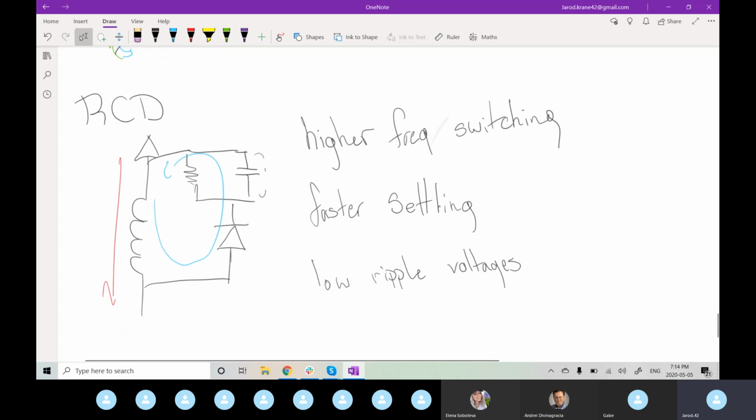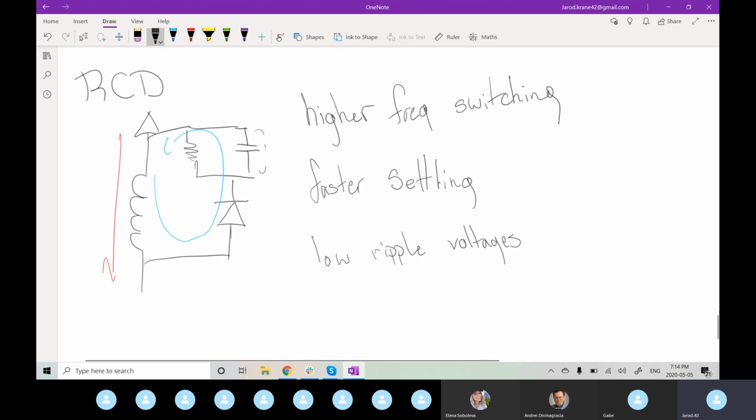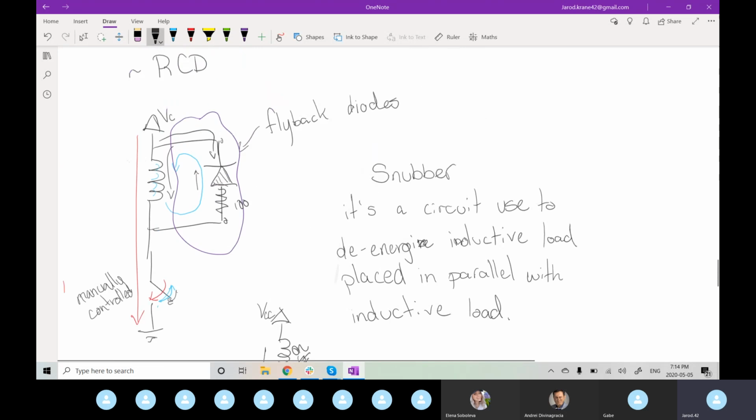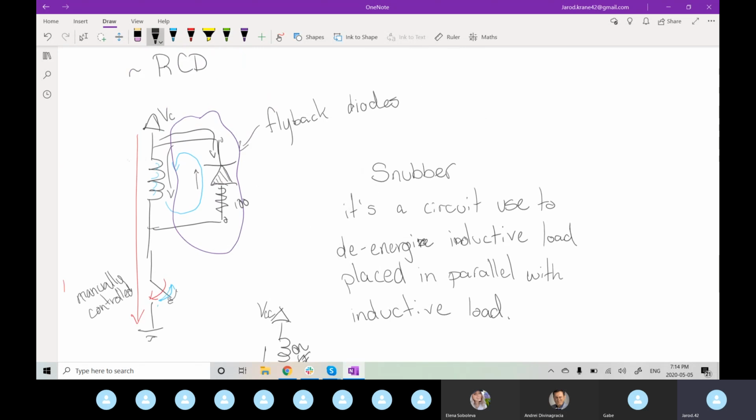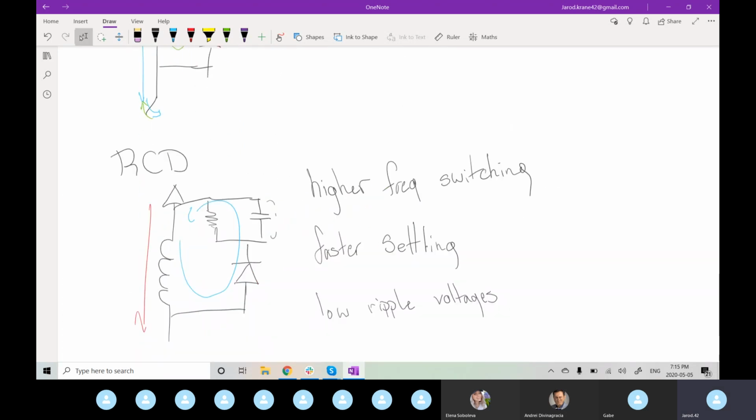When I actually did, I don't have it set up, and it takes me a minute. I did a quick comparison of an RCD versus just a standard flyback diode snubber, just using some made-up values at a 5-volt circuit. The RCD is able to de-energize the system in 5 milliseconds, while just the flyback diode took 20 milliseconds to de-energize.